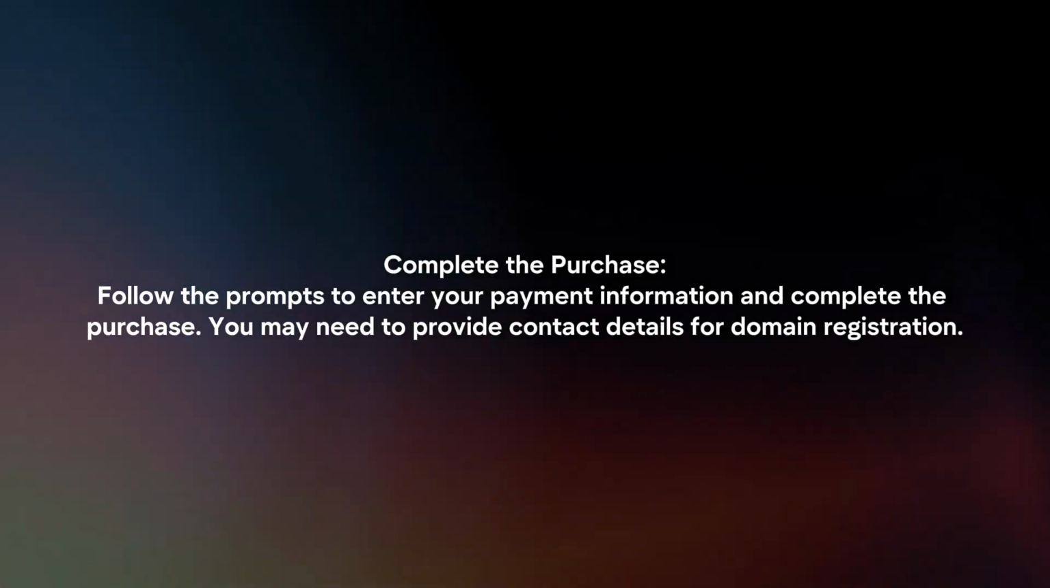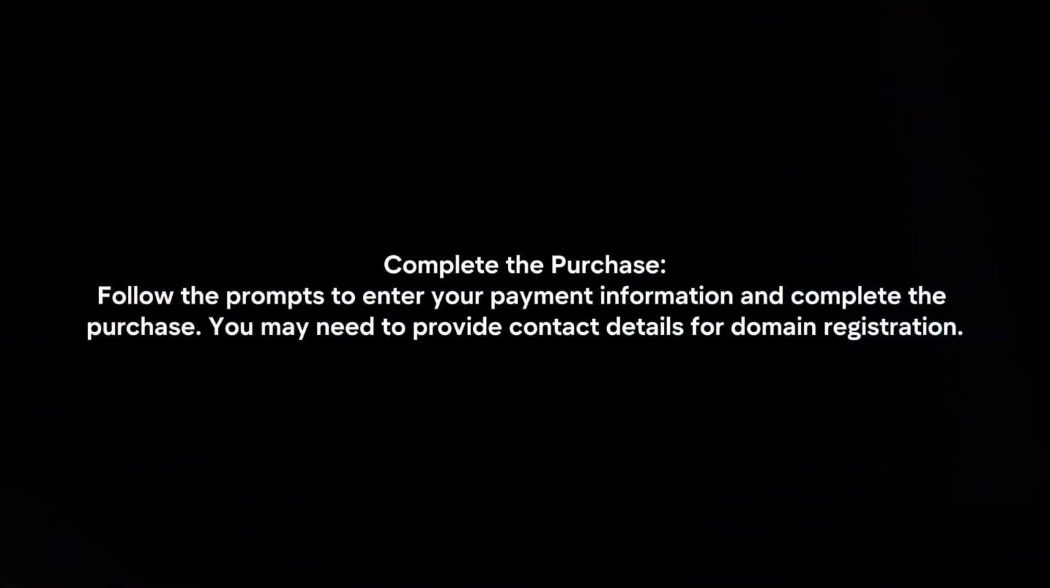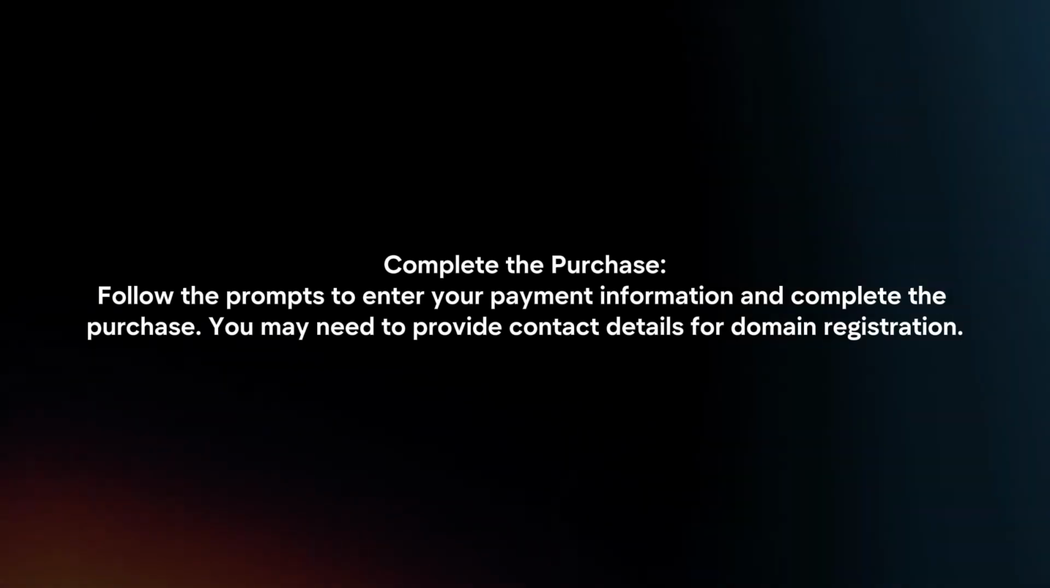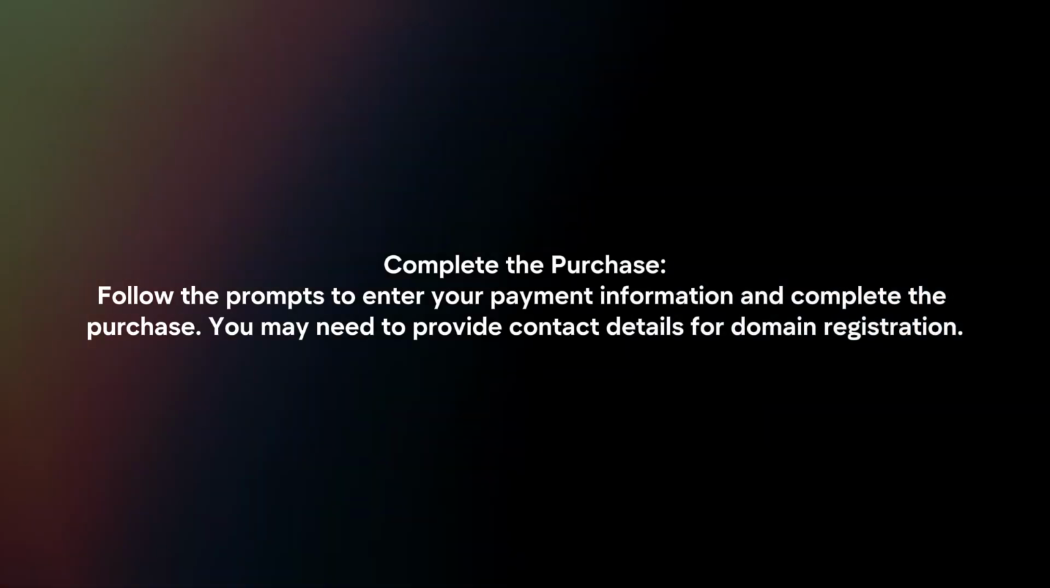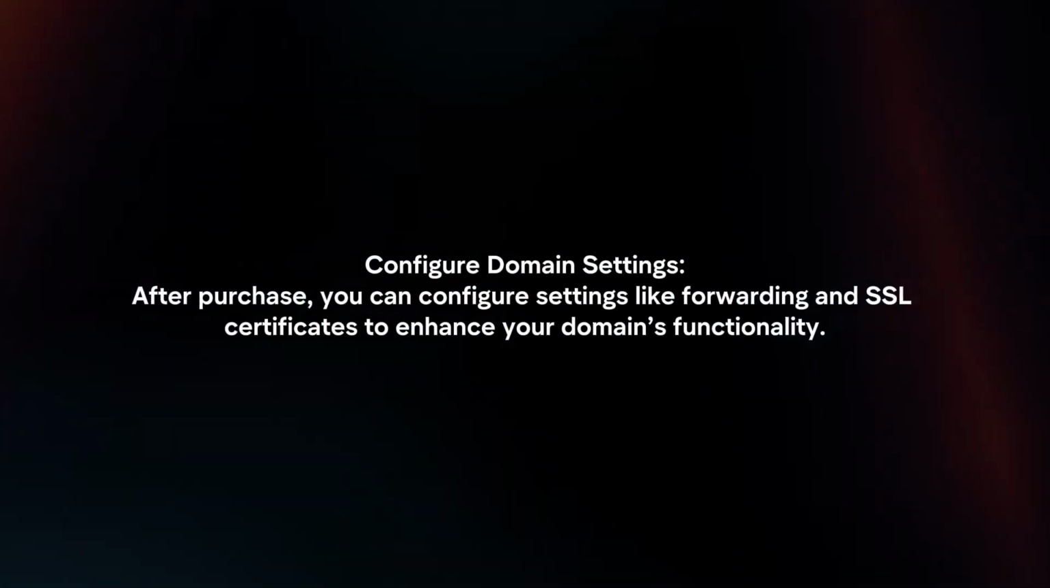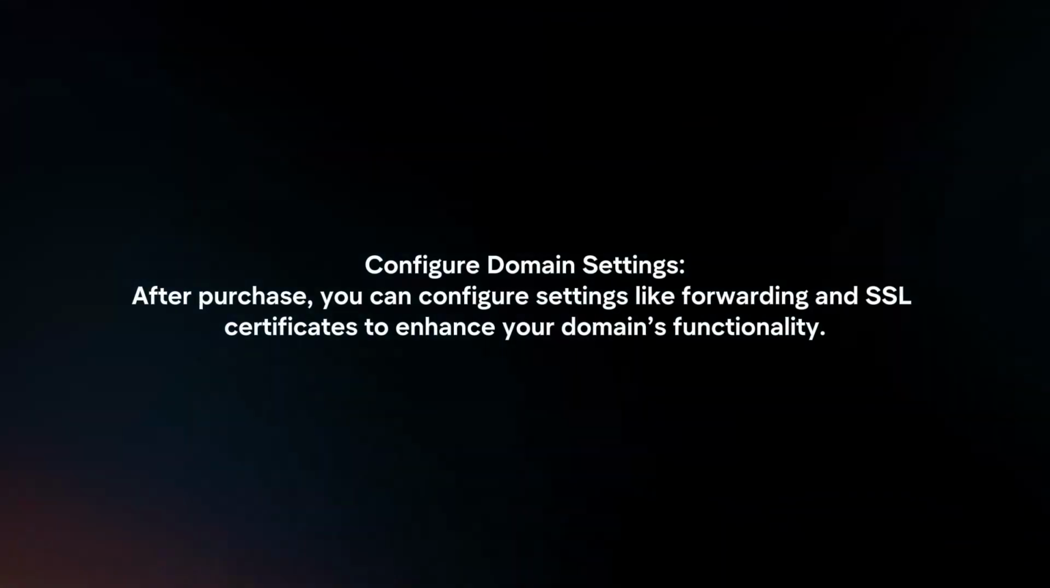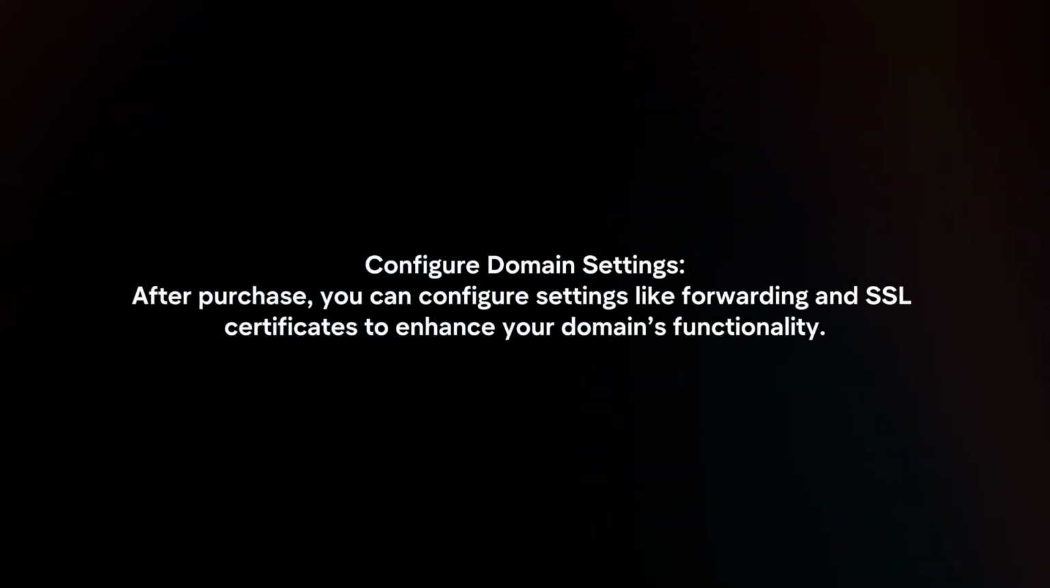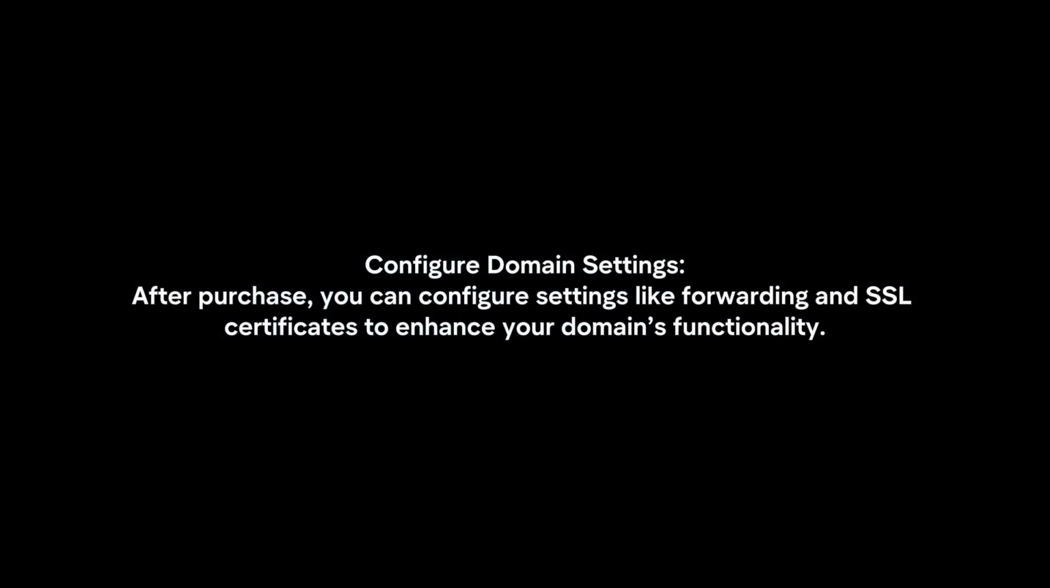Complete the purchase. Follow the prompts to enter your payment information and complete the purchase. You may need to provide contact details for domain registration. Configure domain settings. After purchase, you can configure settings like forwarding and SSL certificates to enhance your domain's functionality.